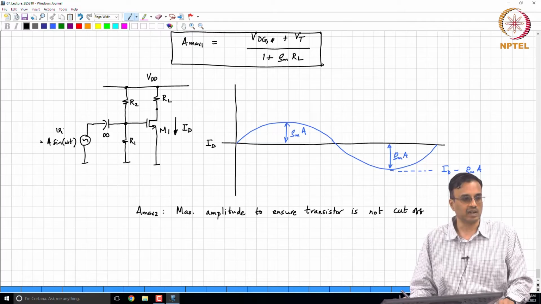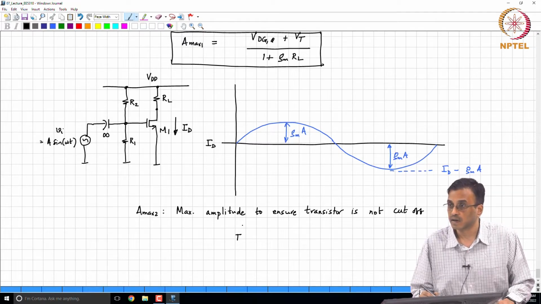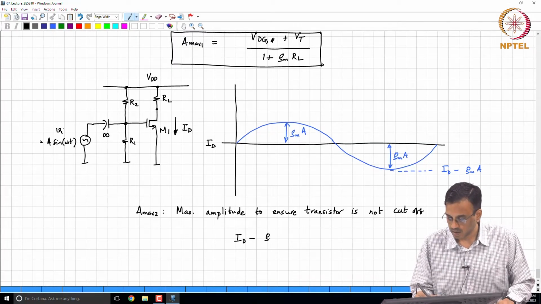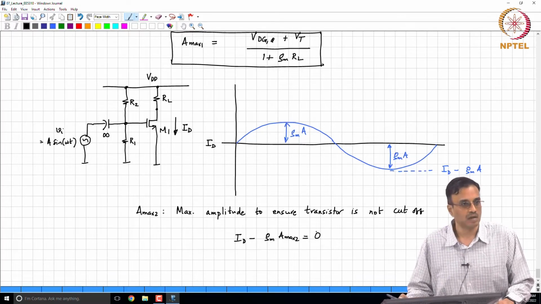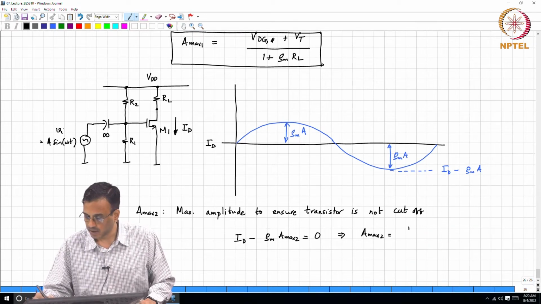So, if the input amplitude is increased more and more, the minimum current will become ID minus Gm A, and the maximum input A that you can use before the transistor gets cut off is nothing but, what is it? ID minus Gm times A max 2 must be equal to 0, would give you the limit for A max 2, and that therefore is nothing but ID over Gm 2.